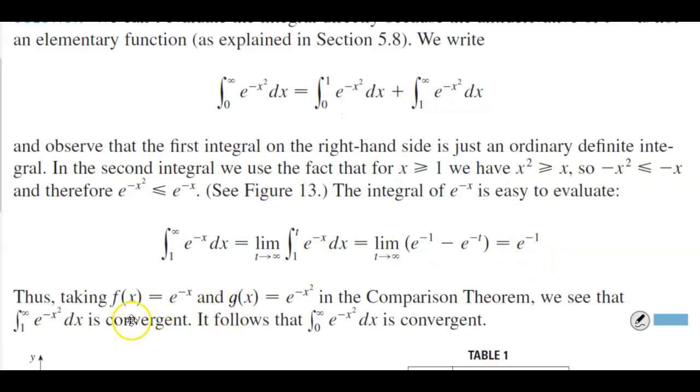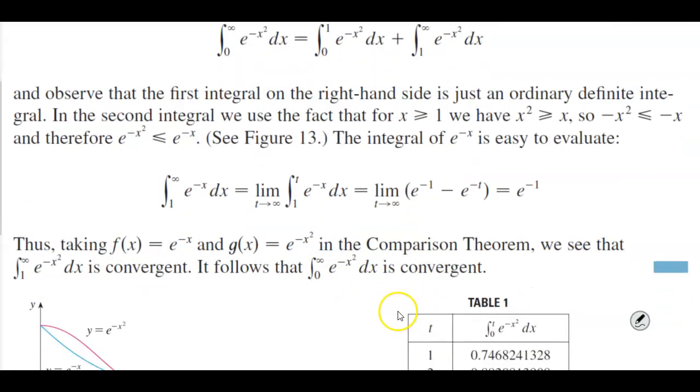Thus, taking the function f of x equal to e to the negative x like we did up here, and g of x equal to e to the negative x squared, in the comparison theorem, we see that this integral of e to the negative x squared dx is convergent. And it would follow that this integral going from 0 to infinity is convergent.